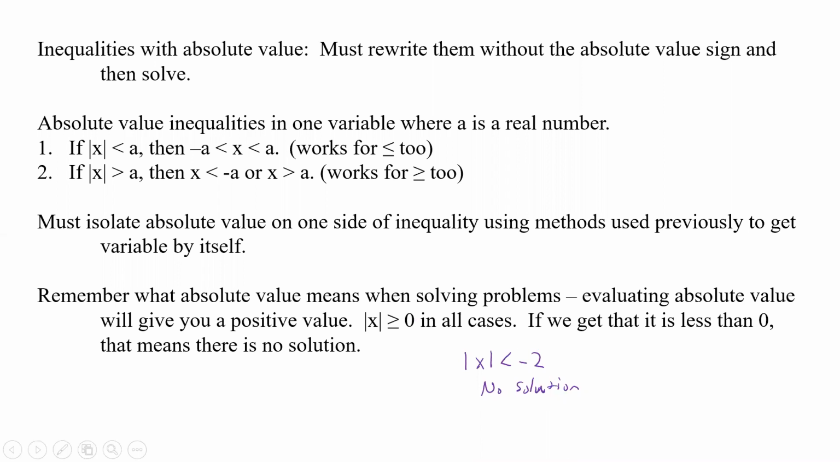So what we're going to do now is work problems out. We're going to isolate the absolute value on one side, and then we're going to use these two basically identities: where the absolute value of x is less than a, we write it as a tripartite. If the absolute value of x is greater than a, we write it as an or statement.